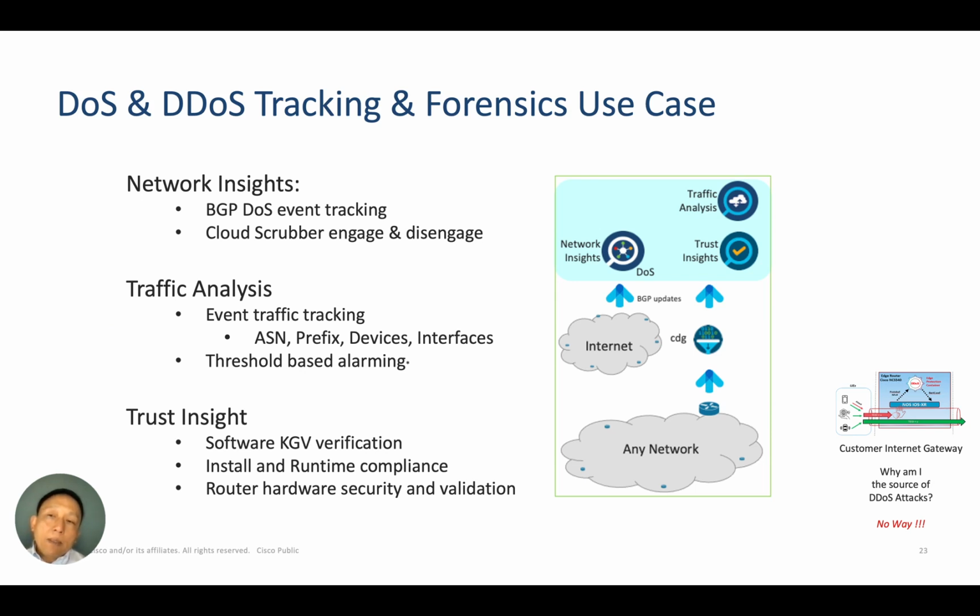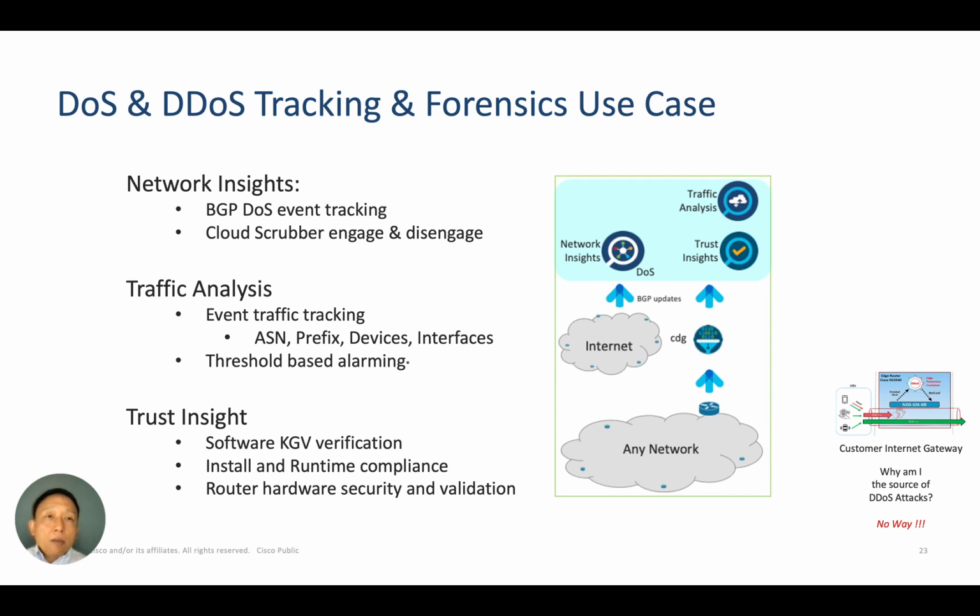We mentioned a little bit about DoS and DDoS, denial of service, right? You want to track some of these things. So this is just another use case where you can deploy the triple play, we call it, right? Network Insights, Traffic Analysis, and Trust Insights. Looking at BGP DoS event tracking, because if you got DoS, meaning somebody blackholing your traffic, all of a sudden it went to zero. So you can use BGP and Network Insights to trap that.